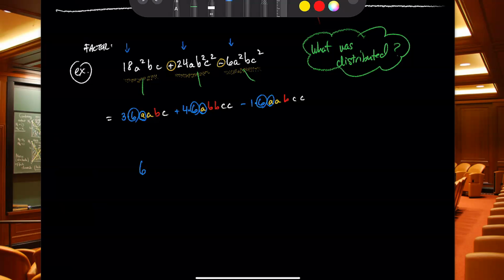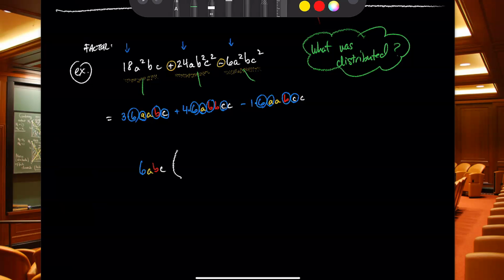In the same logic, they were all given 1 factor of B. This one had 2, but the others just have 1. So they were all given 1. And then same for C, right? This one was given 1 C. This one must have been given 1 and 1. The others were there to begin with, right? So what we're seeing, what was distributed, what was circled, is 6, A, B, C.